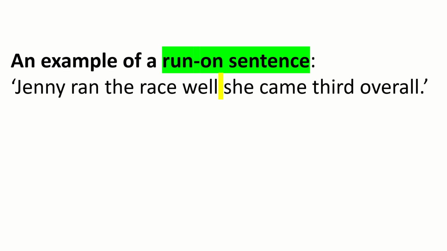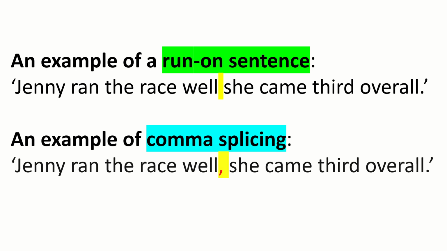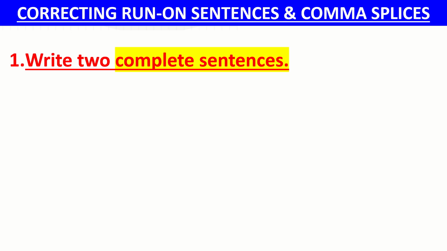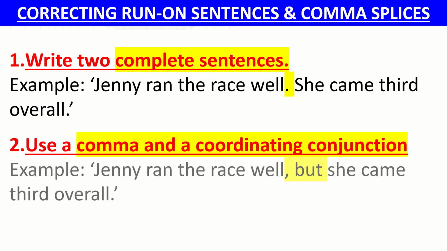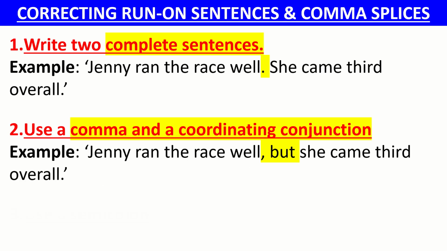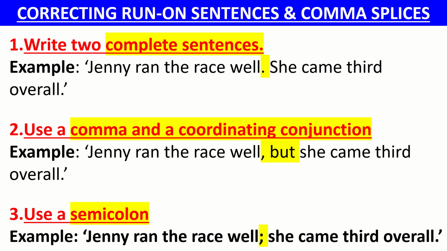Jenny ran the race well, she came third overall. That's an example of comma splicing. So it's the same thing, but just a comma shoved in. And correcting them, you're going to correct them the same way as a run-on sentence. So you've got two complete sentences. You've got a comma and a conjunction, like but or and or so, fanboys. And you can use a semicolon. So any of those, a mixture of those all through your work, is really going to improve it.